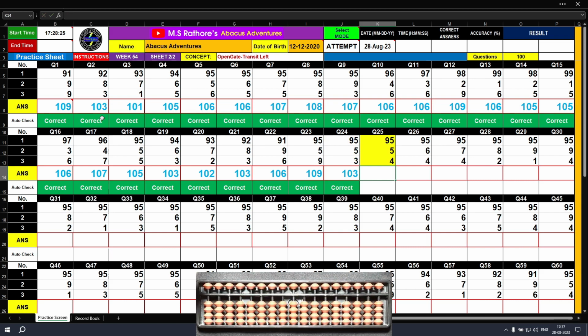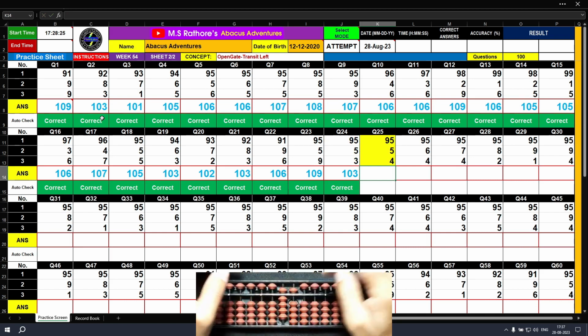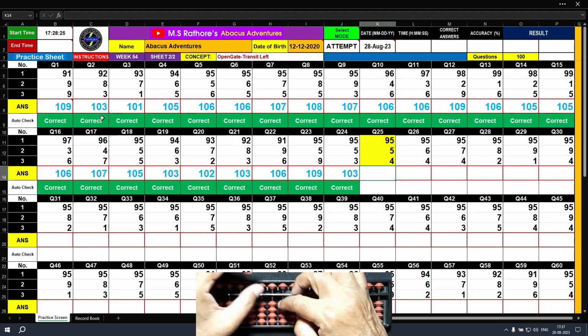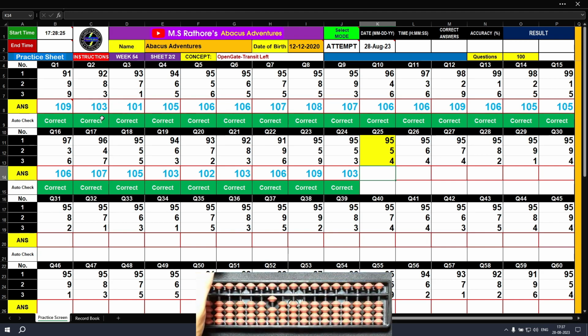Question number 25. Plus 90, plus 5, it's 95. Plus 5 equals minus 5, open the gate, plus 10, the answer is 100. Plus 4, the answer is 104.